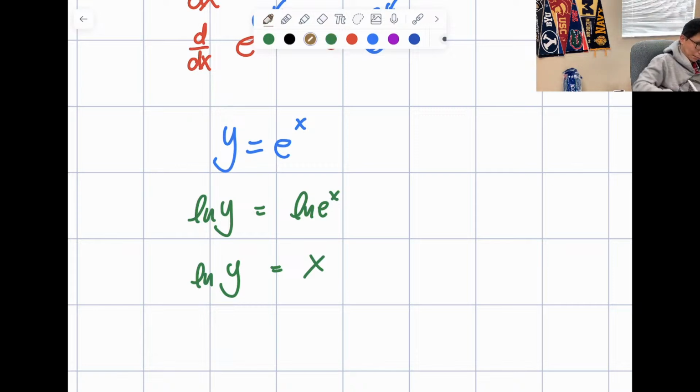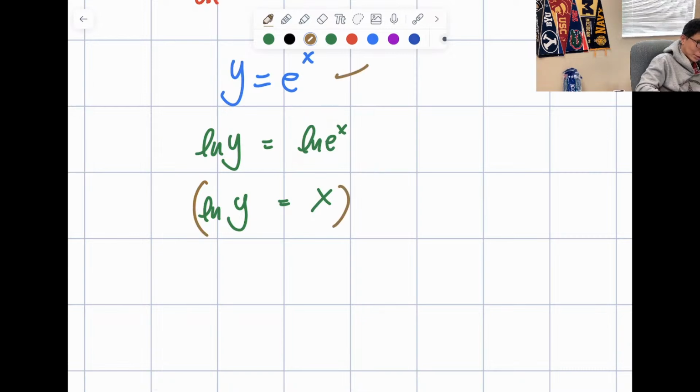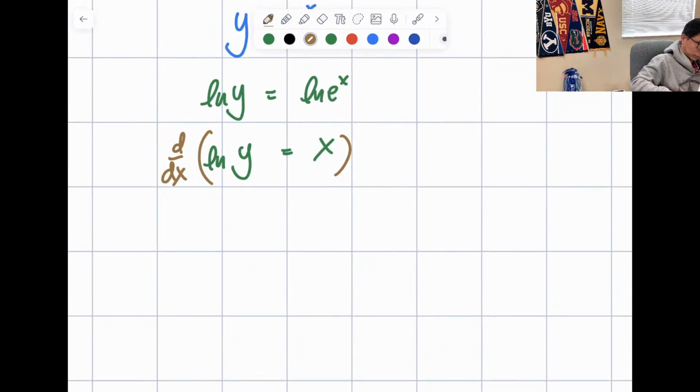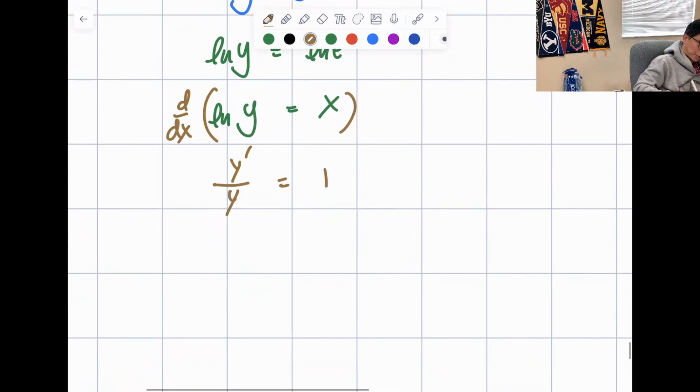Now I'm going to take a derivative. Instead of taking a derivative here, I can also take a derivative here. What's the derivative of ln of y? It's dy over dx times 1 over y, so y prime over y. The derivative of x is 1. Let's move the y to the other side. y prime is equal to y. y prime is equal to e to the x.